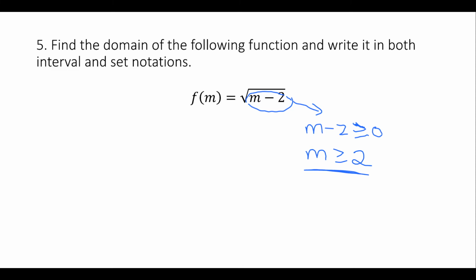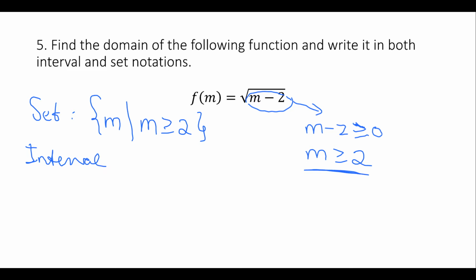So there are 2 ways to write that. In set notation, this is going to look like: I can use all those variables m such that m has to be greater or equal to 2, so that's the condition. Or in interval notation, that's going to be bracket 2 comma infinity, because I want to use everything that is above 2, but also the actual number 2. That's why we use the bracket.